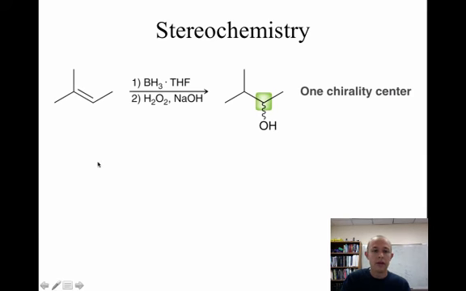Okay, remember that this is a syn addition, but just because it's a syn addition doesn't necessarily mean that we're going to get any excess of one enantiomer or the other. This alkene is flat, so hydroboration can happen from one face of the alkene or the other face, and depending on which face of the alkene the boron adds to, we can get the boron adding from the top or the boron adding from the back. So we're still going to get a mixture, a racemic mixture of alcohols from this particular reaction.